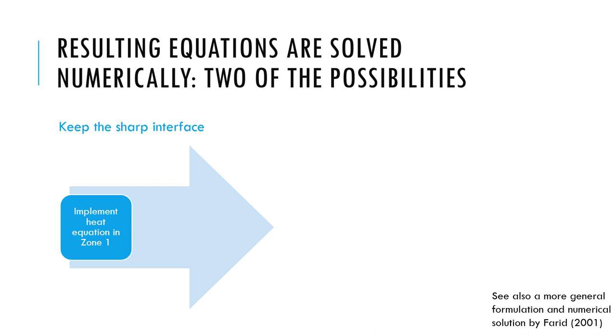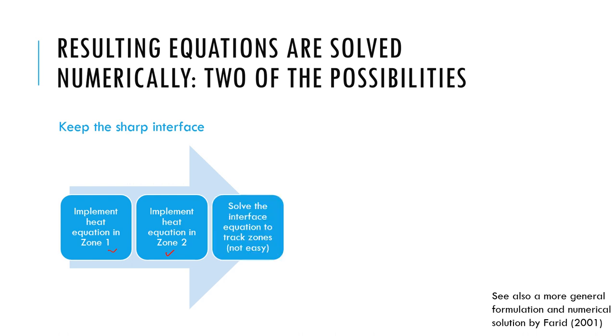So implement the heat equation in zone 1 and then do the same for zone 2, and then for the interface we solve the interface equation. That one is extra. So in a software like, let's say, COMSOL, this would be an added equation solved using their math interface. So this additional equation needs to be solved simultaneously, and coupling this with the other two, yes, it can cause some difficulty.